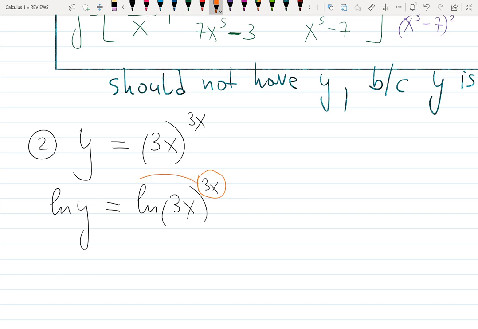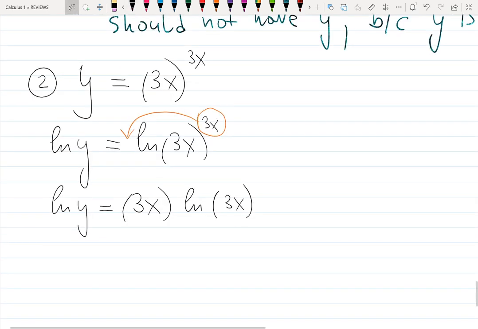Log allows me to put this 3x down, and now it's not anymore a complicated function. Now it's just a product of 3x times a logarithmic function of 3x. Look at that. That's a product rule. U times v. So basically from whatever we didn't know, that guy we didn't know, we created something we do know. That's the idea.